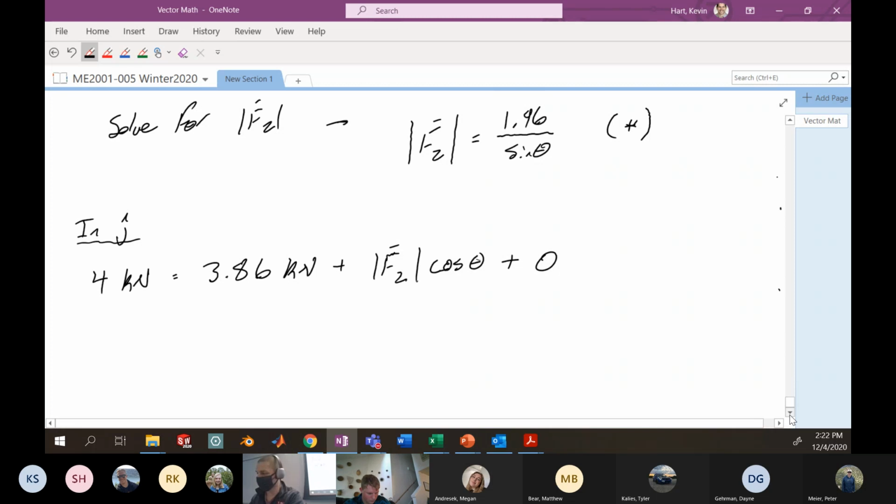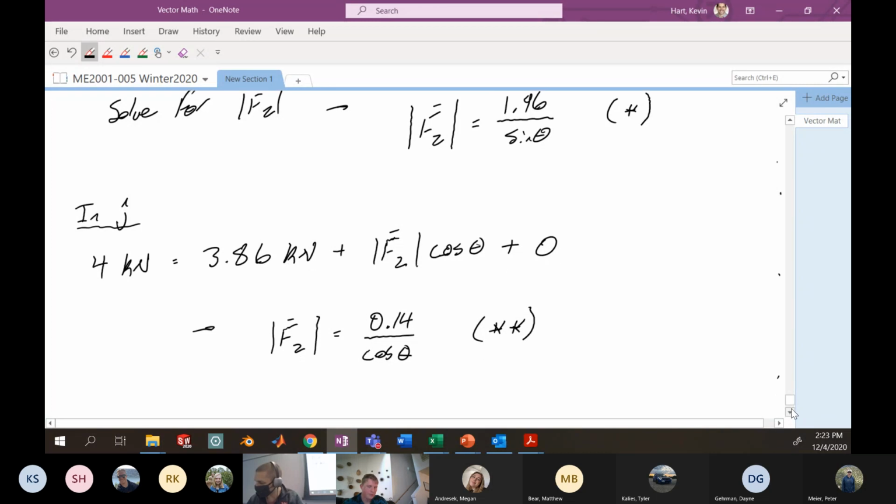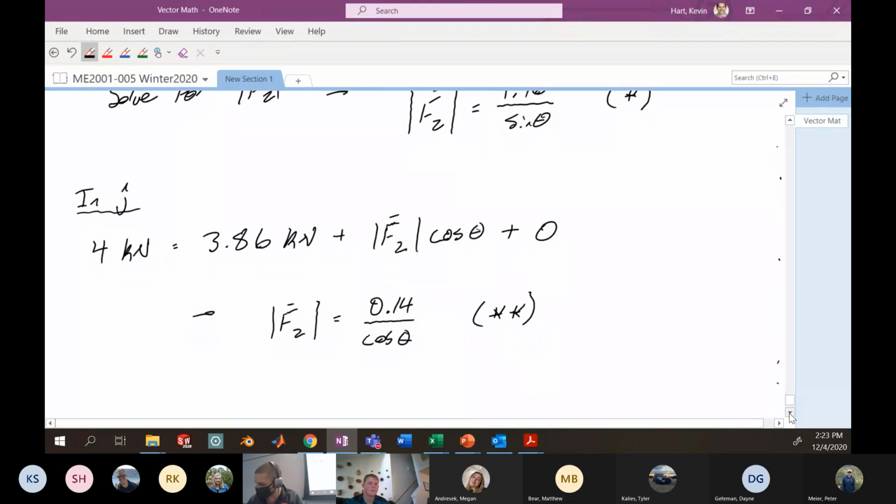If you want to put a plus 0 here, that's fine, but I don't have any contribution from F3. So I could take this down as well, and let's solve for F2 again. The magnitude of F2 here will be equal to 0.14 kilonewtons divided by cosine of theta. Let's call this double star. We're just using algebraic methods here. This is a set of two equations and two unknowns, and we're working our way through using a substitution method to solve.